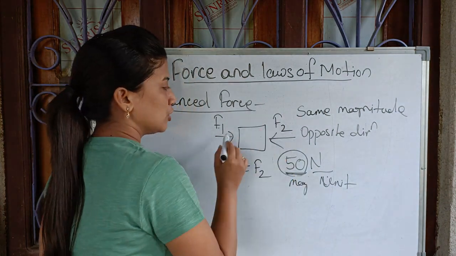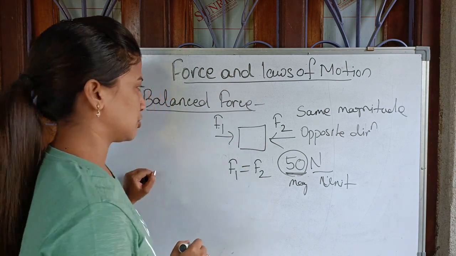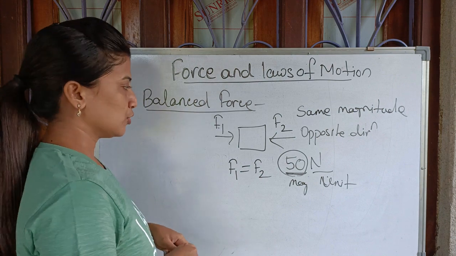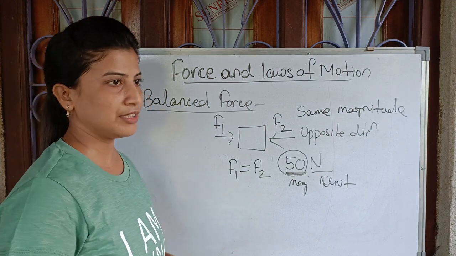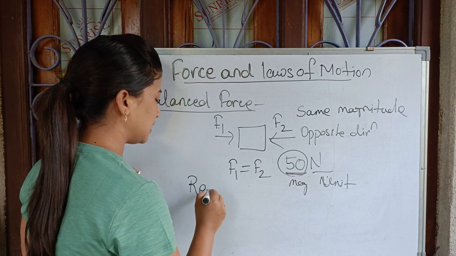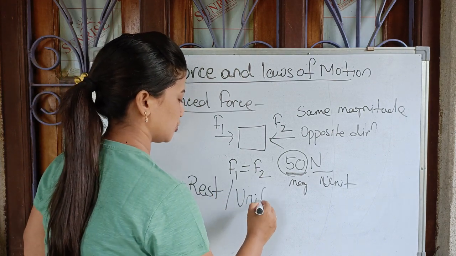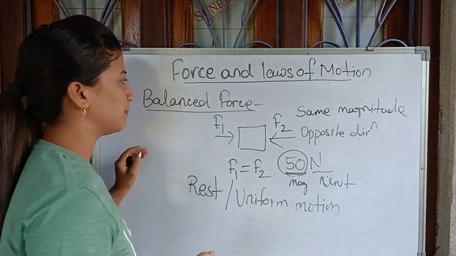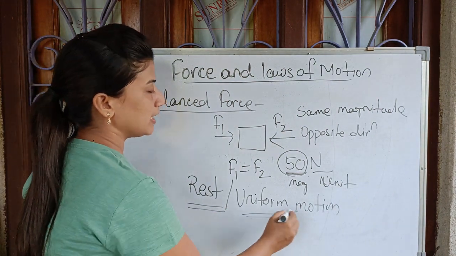If the magnitudes of two forces are equal in amount and opposite in direction, then in that case we will say the forces are balanced. So under the influence of balanced force, when a body is having forces and the forces are balanced, then the body will either be at rest or it will be in uniform motion. So there are two situations that can happen with a balanced force. That is, a body can either be at rest or it will be in uniform motion.